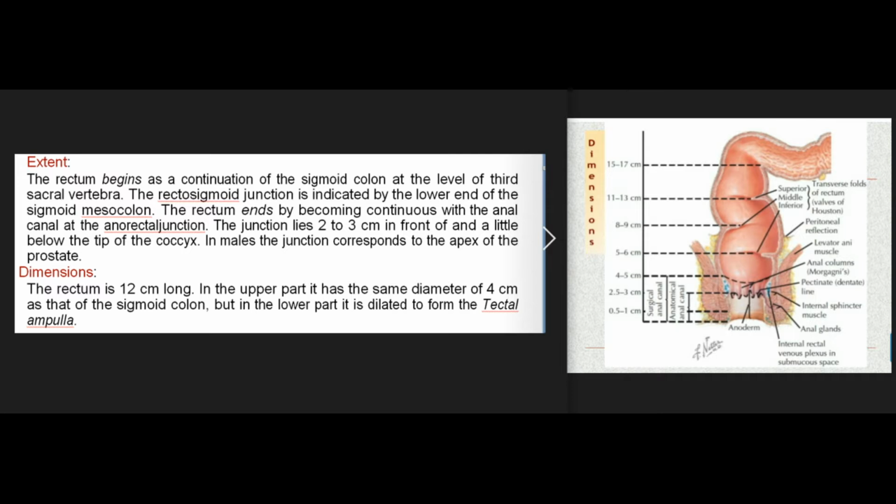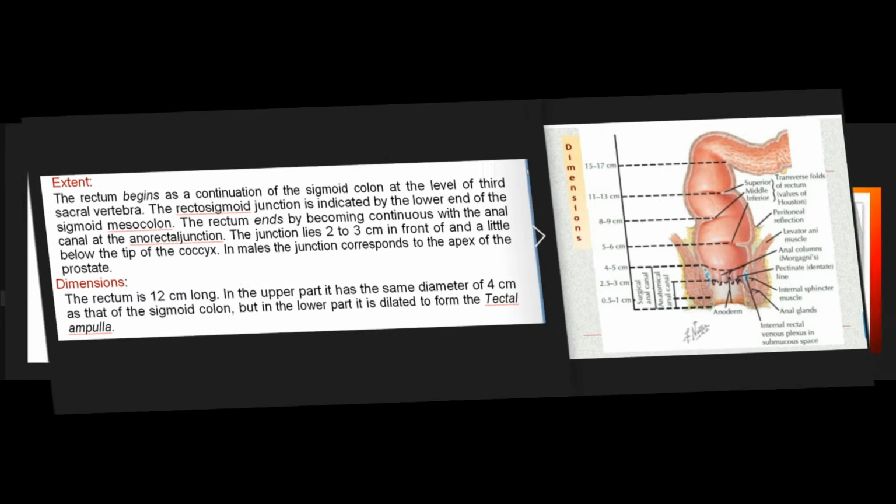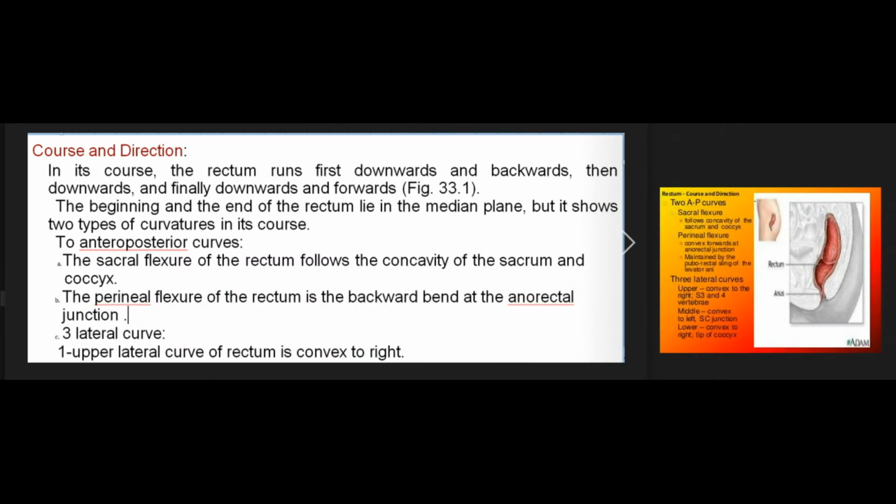Dimensions. The rectum is 12 cm long. In the upper part it has the same diameter of 4 cm as that of the sigmoid colon, but in the lower part it is dilated to form the rectal ampulla. Course and direction. In its course, the rectum runs first downwards and backwards, then downwards, and finally downwards and forwards.